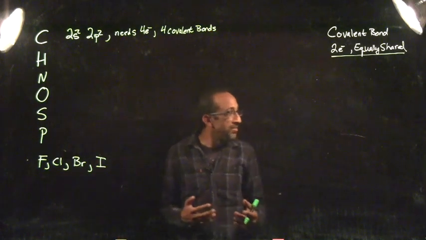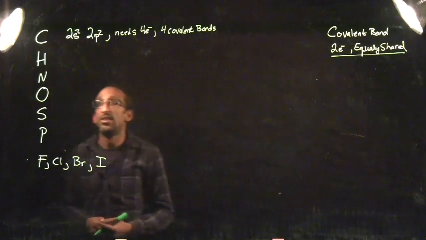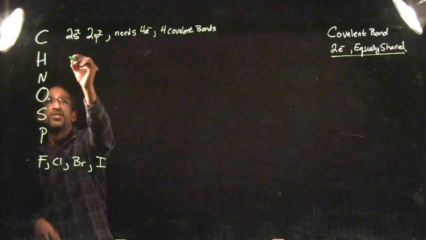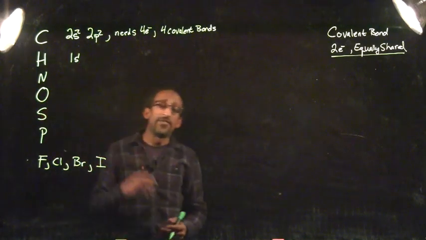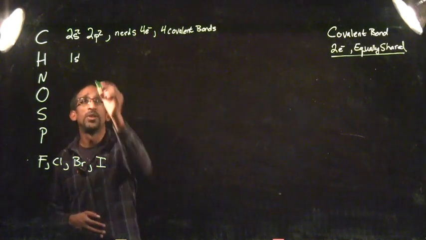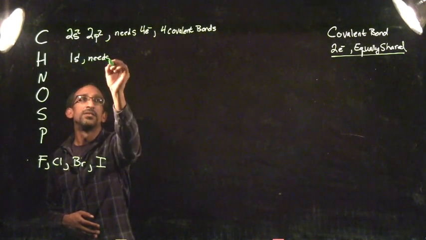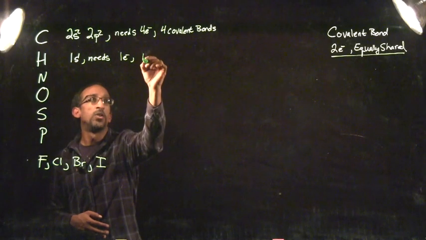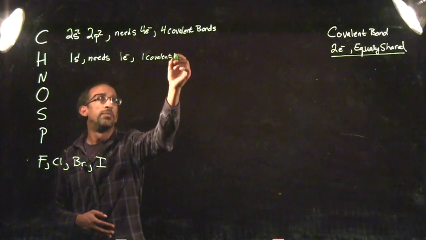Now, the next most common element that we're going to encounter in our studies this semester is going to be hydrogen. Hydrogen's valence shell is 1s1. That valence shell, 1s, can only hold up to a total of 2 electrons. So that means it needs 1 more electron, and it gets that by forming 1 covalent bond.